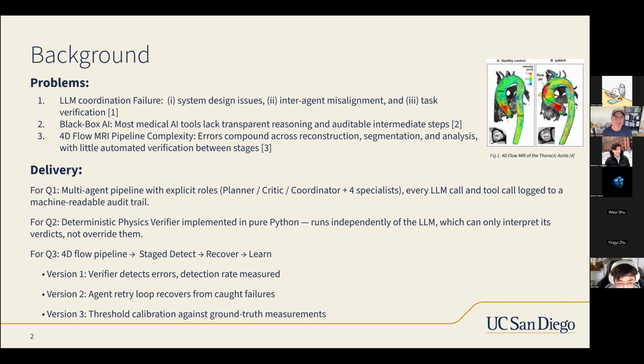Question 2, the black box AI. Our physics verifier is implemented in pure Python. It's deterministic. It runs 4 physics checks: divergence, net flux, peak velocity, phase unwrap. The LLM can interpret its predicates, but it cannot override them. That's our trust anchor. For question 3, pipeline complexity, we stage the work into detect, recover, and learn. Each version builds on the last, and each produces evidence we can actually show.